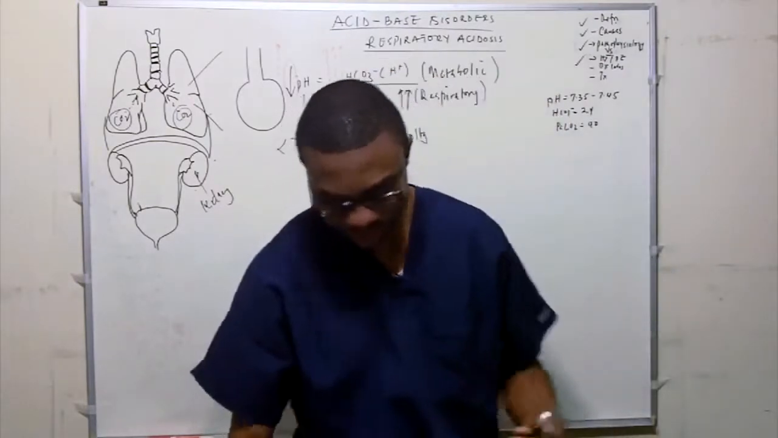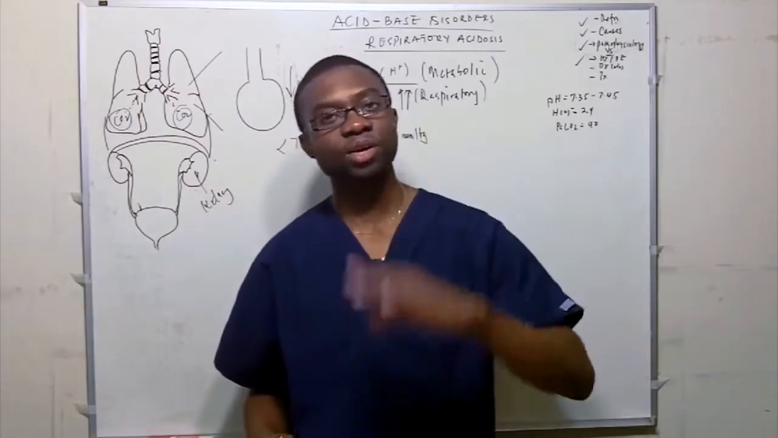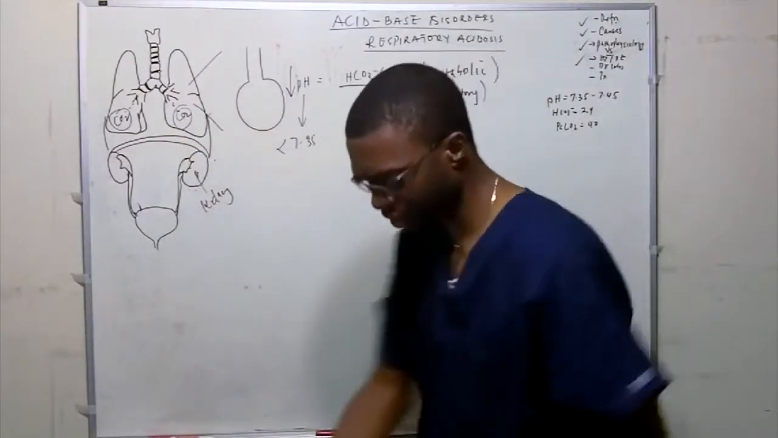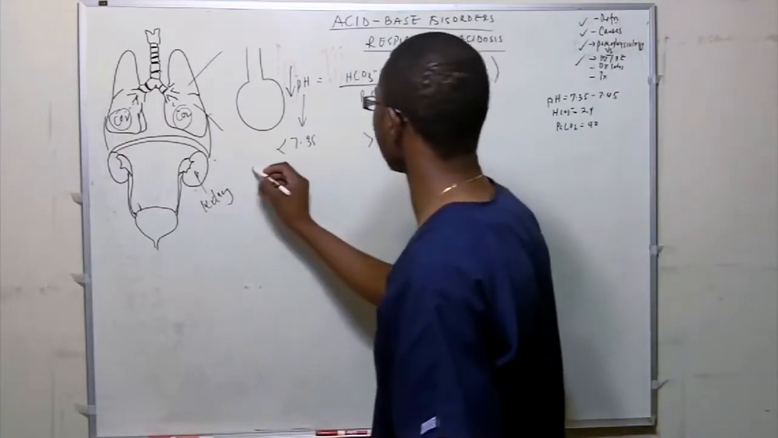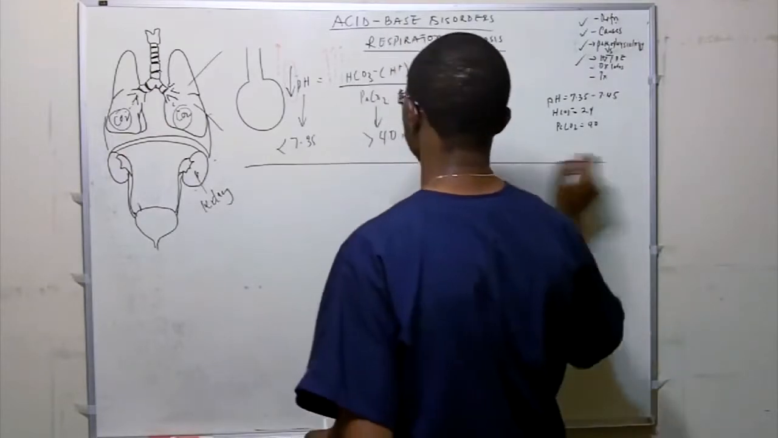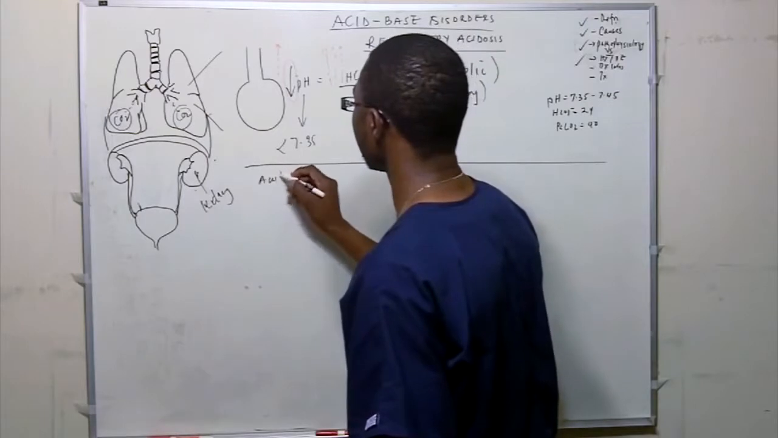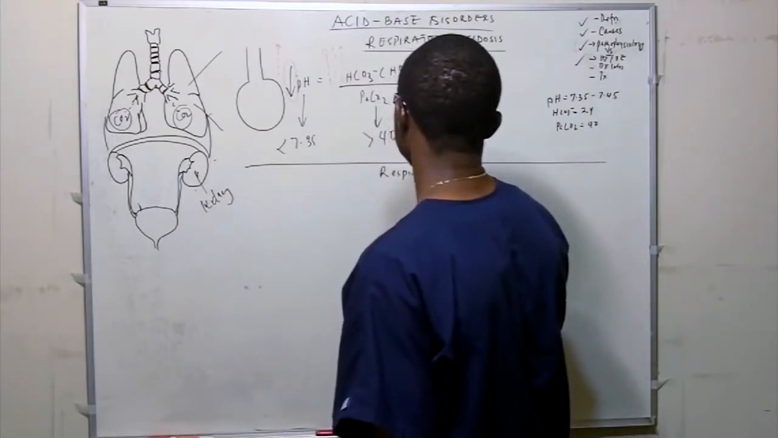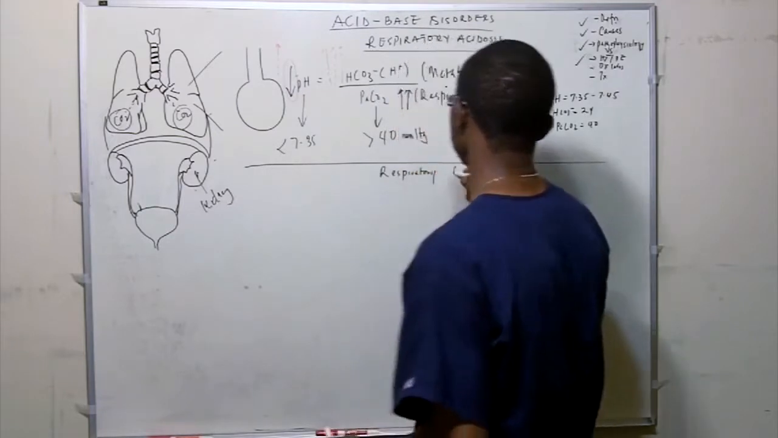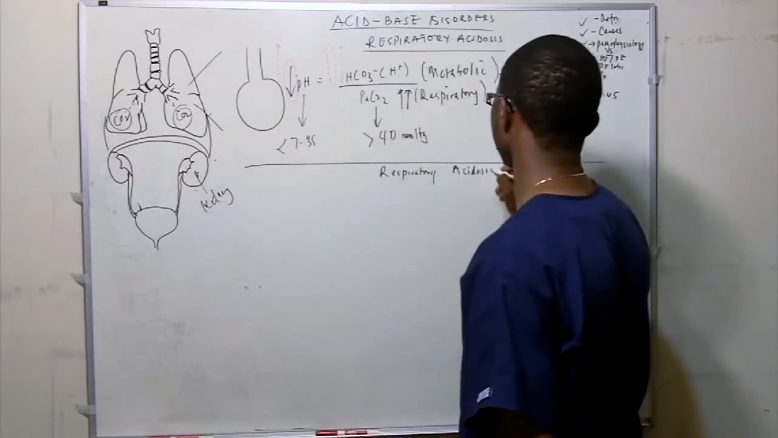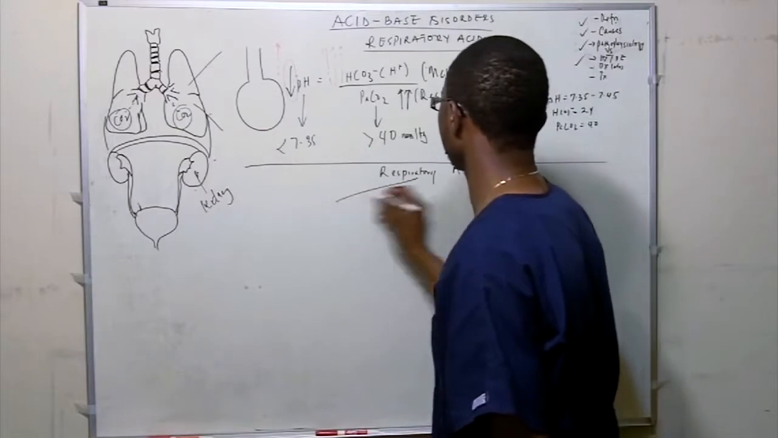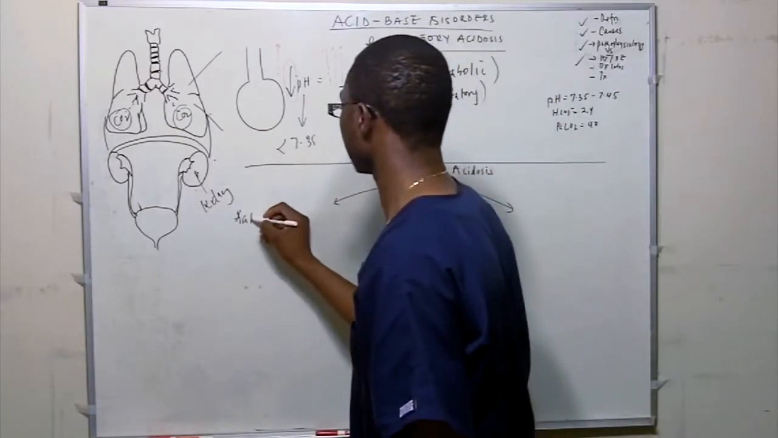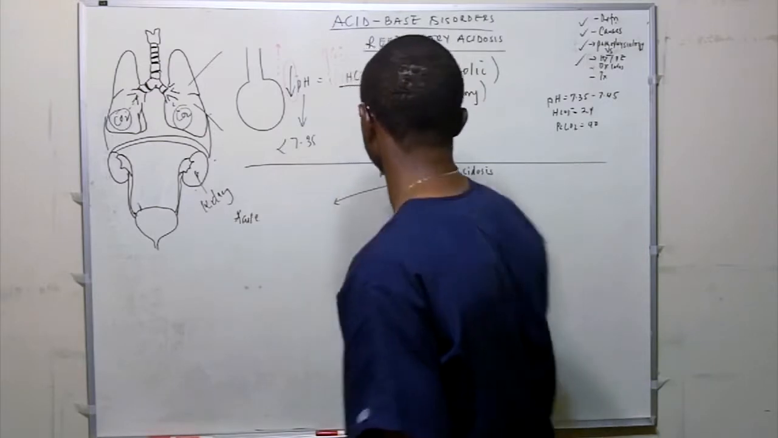So let's talk about acute and chronic respiratory acidosis. Those are the two types of respiratory acidosis we have. There is acute and there's chronic.